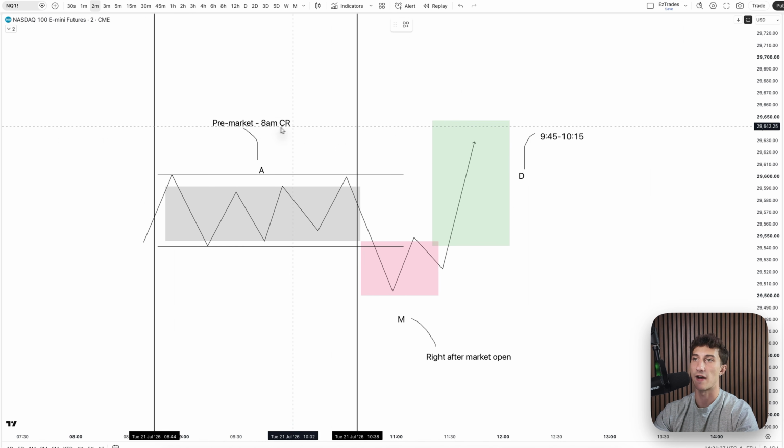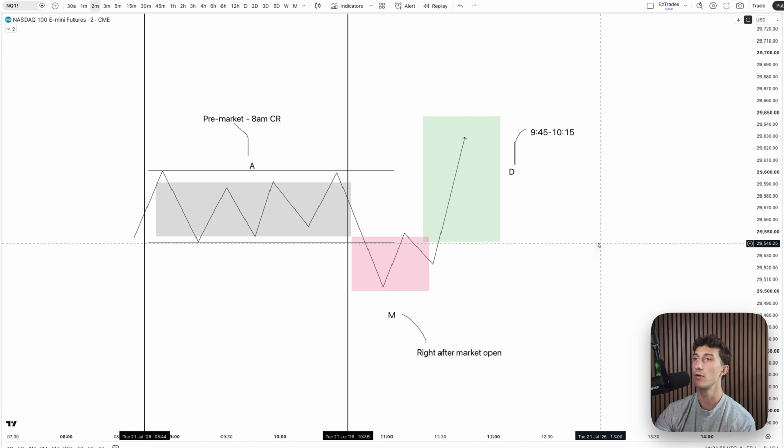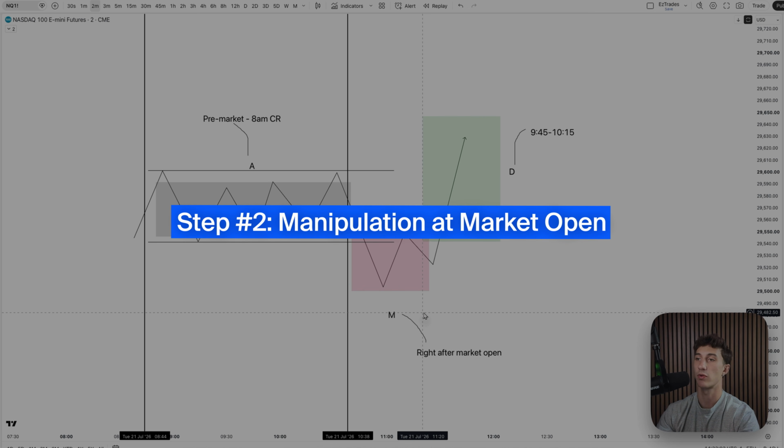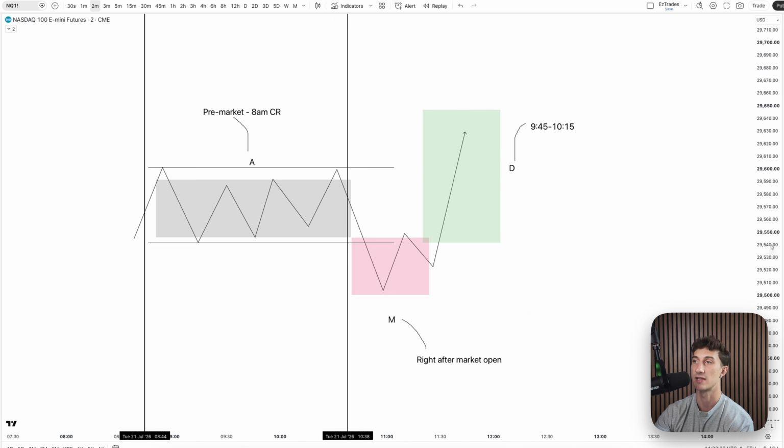Okay, so now we have defined what the pre-market accumulation actually means, okay? All we're doing is marking out the highs and lows of the 8 a.m. candle. As long as we see price moving sideways before market open and we have our highs and lows marked, that is it for step 1 accumulation. Then we move on to step number 2, which is going to be the manipulation, which happens right after the market open, right? I only trade from 9:30 to 11 a.m. Eastern, otherwise known as the ICT kill zone. That's where I find the most volume and the most volatility in the market. And this is where the setup tends to play out.